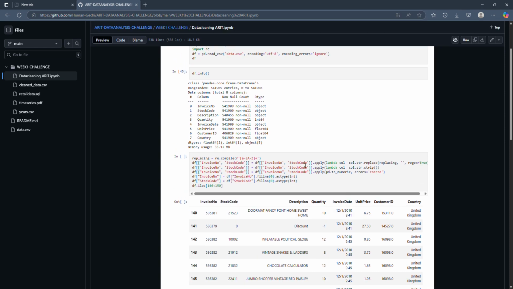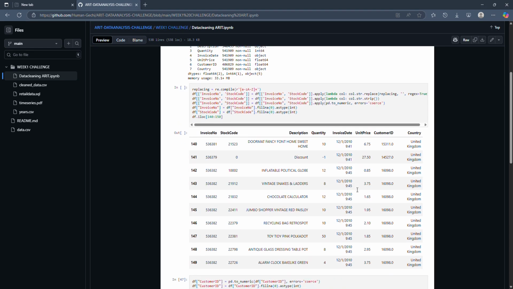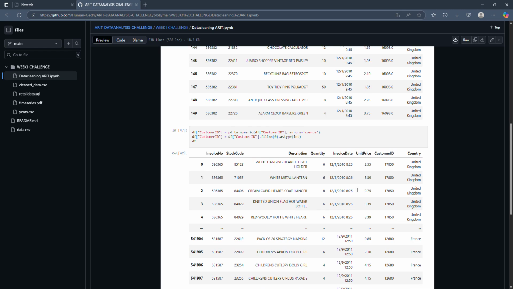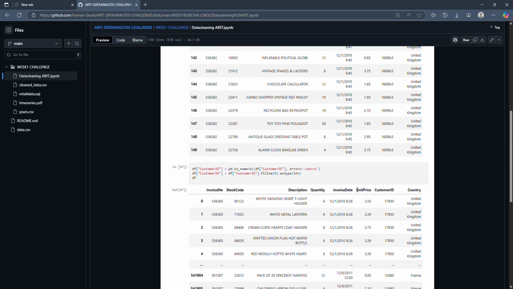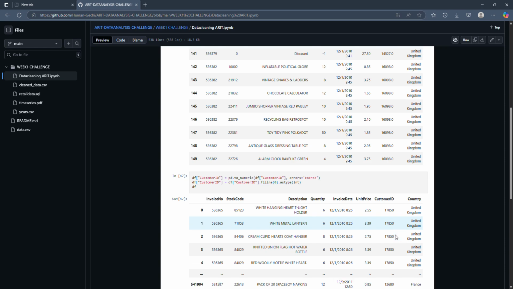So the first approach was using regex to compile the possible combinations I wanted, and applying a lambda function, an anonymous function, to replace those letters with spaces, and I converted the column to an integer. Afterwards, I checked the customer ID. I converted it to numeric from float. Here you can see the zeros are out now, and it is converted to an integer.